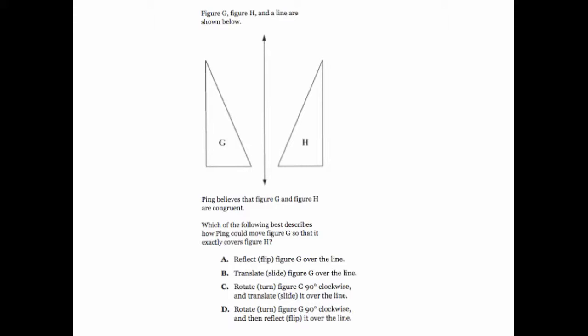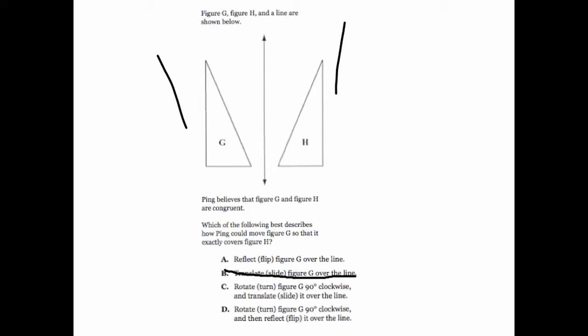So if I look at my answer choices here, I see that I'm looking at whether or not it's been reflected, translated, rotated and then translated, rotated and then reflected. And I immediately see that if I look at my shapes, H and G, they're opposite each other on opposite sides of the line. So I definitely know that it's been reflected. So I can go ahead and eliminate answer choice B.